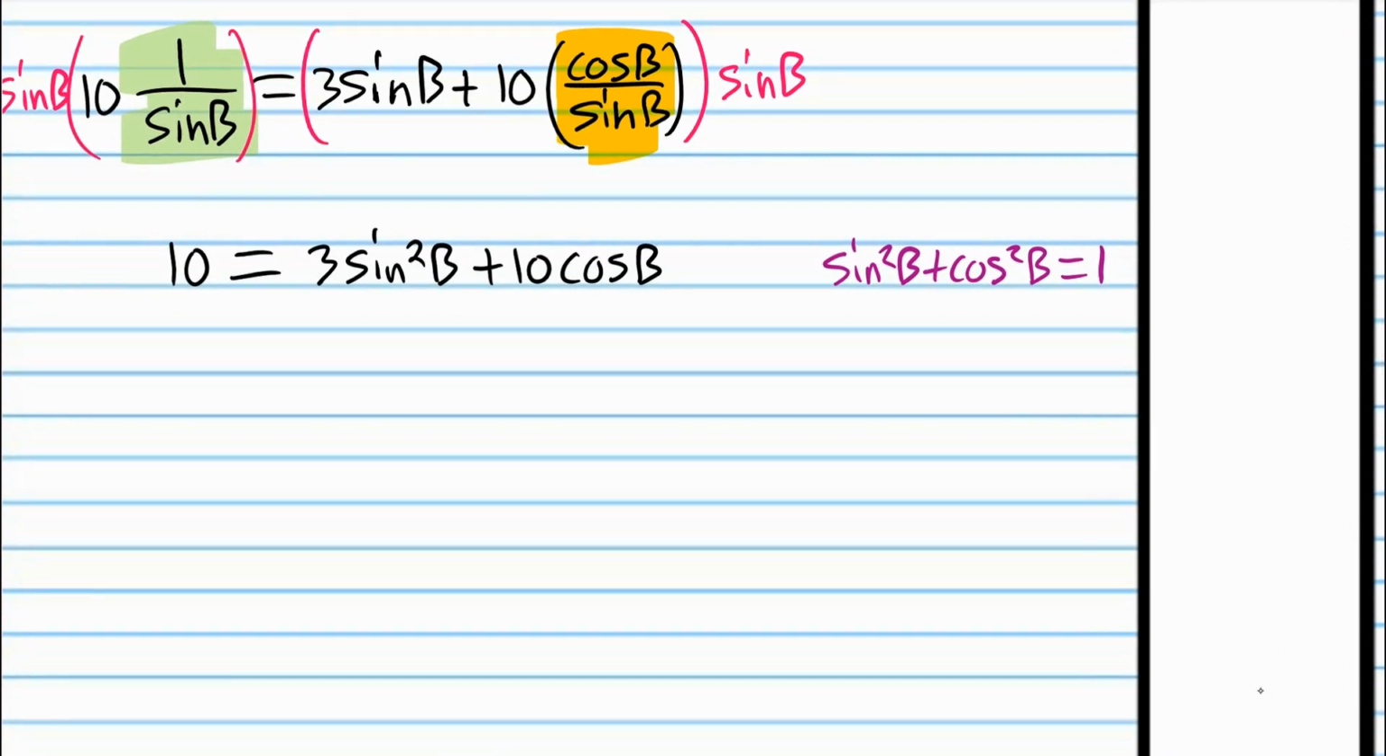We're going to solve for sine squared. I'm going to subtract cosine squared from both sides. So then I get sine squared is equal to 1 minus cosine squared b.